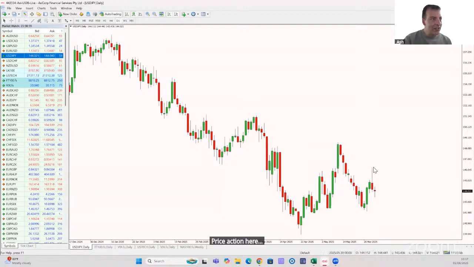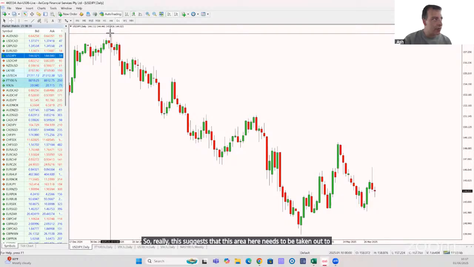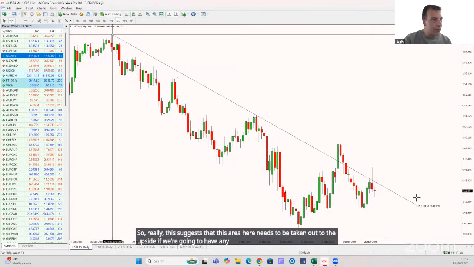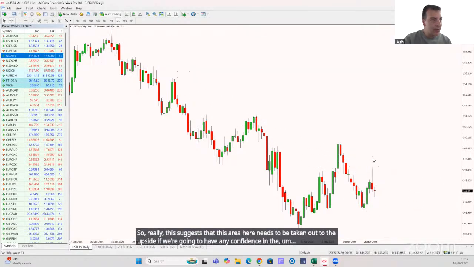So really this suggests that this area here needs to be taken out to the upside if we're going to have any confidence in the dollar yen. So weakness of the yen, basically.